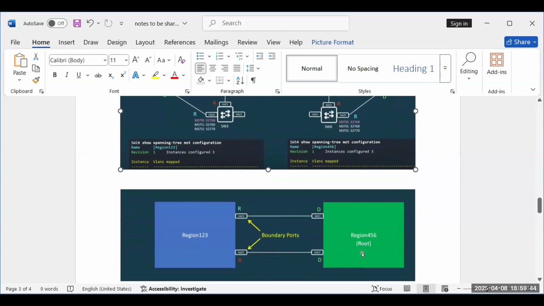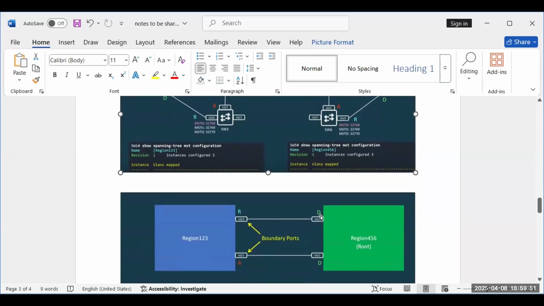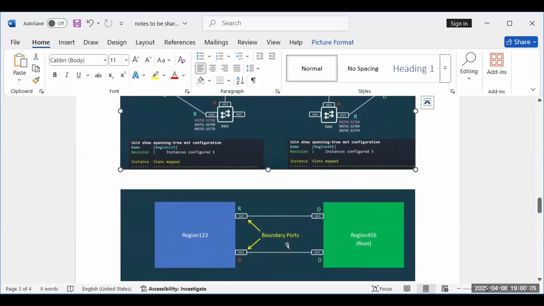So here is the root bridge. The root bridge belongs to this region, and these two ports connecting between these two regions are known as boundary ports. Boundary ports are the ports that belong to the remote switches, not on the root region. The root region obviously will have the designated port.